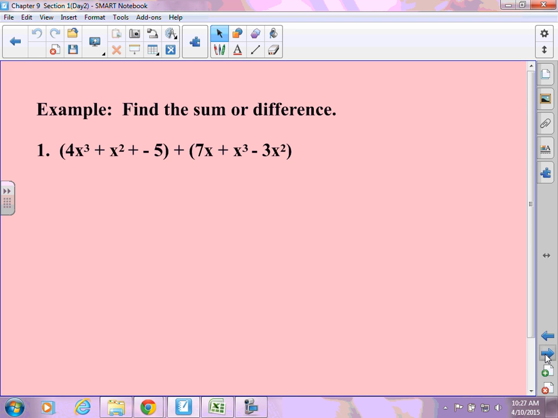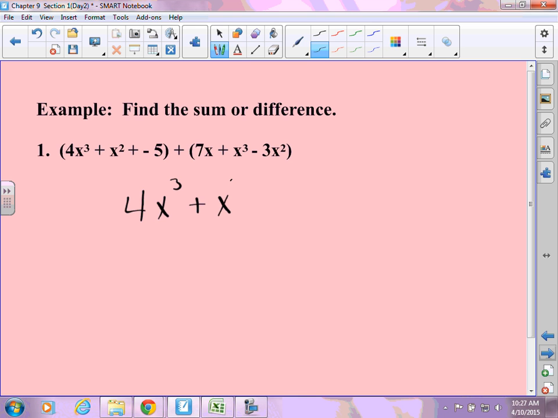Very good. All right, so I'm going to rewrite the first one a little bit. I'm going to write 4x cubed. I'm going to go plus x squared, and then I'm going to leave a little spot, and I'm going to put minus 5. And you go, well, why did you leave that spot? You're going to find out in just a minute. The second polynomial, is that in standard form? No, it is not. So what one would come first? X cubed, and then, yep, minus 3x squared, and then plus 7.